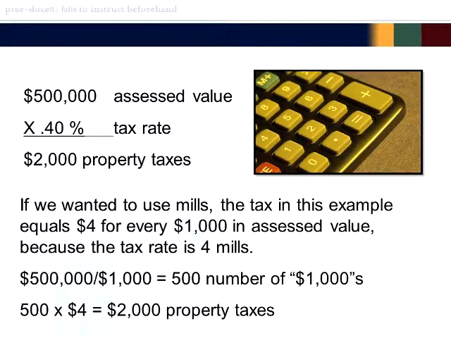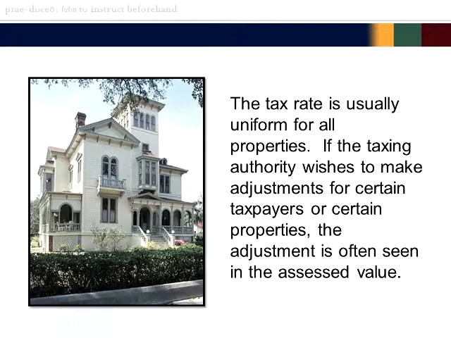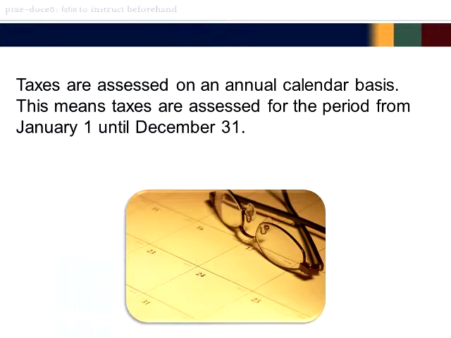$500,000 divided by 1,000 equals 500 units of $1,000. 500 times $4 equals $2,000 property tax. The tax rate is usually uniform for all properties. If the taxing authority wishes to make adjustments for certain taxpayers or certain properties, the adjustment is often seen in the assessed value. Taxes are assessed on an annual calendar basis.